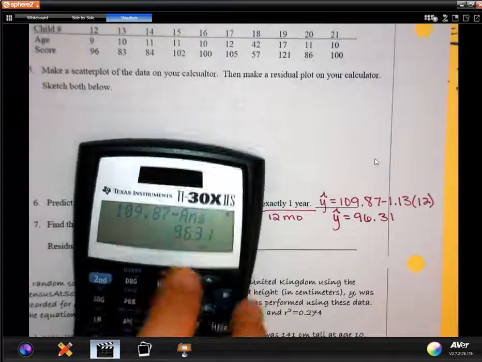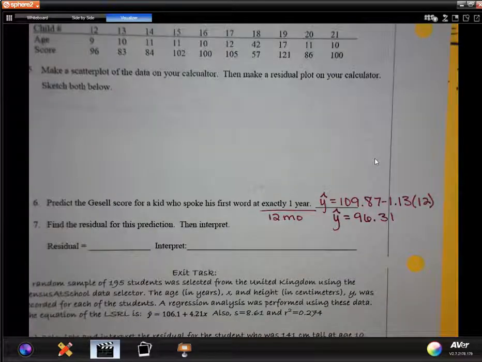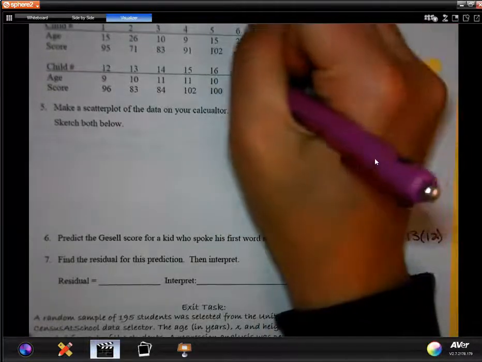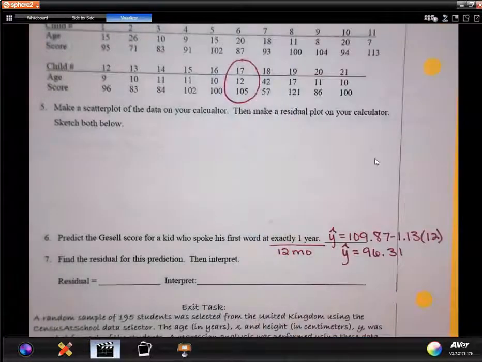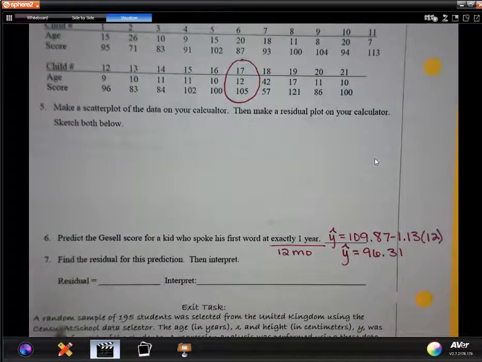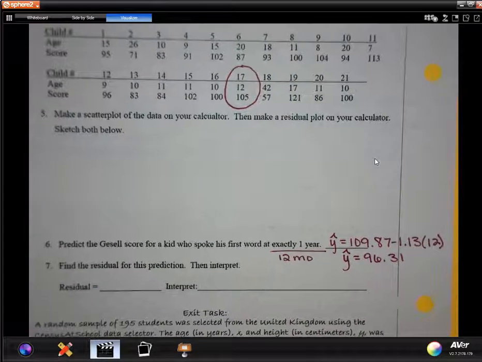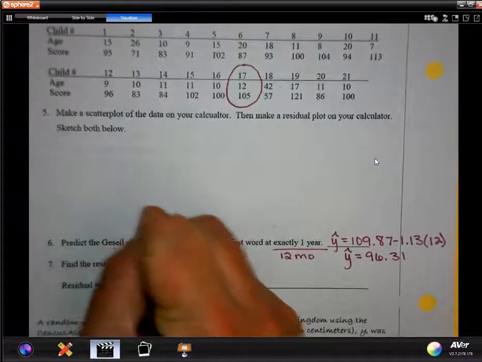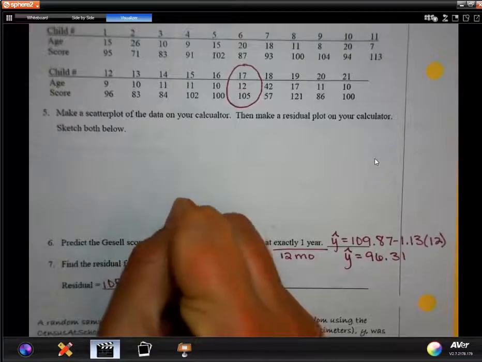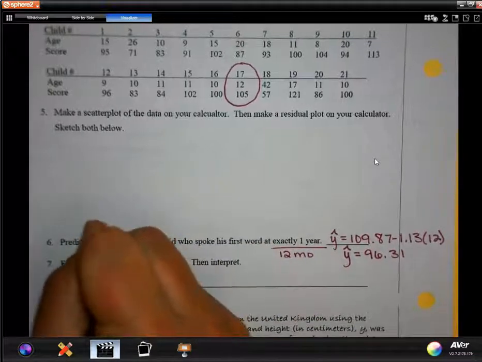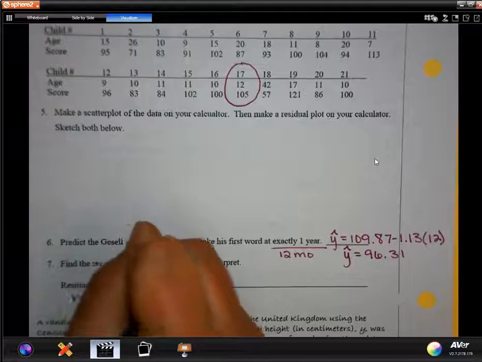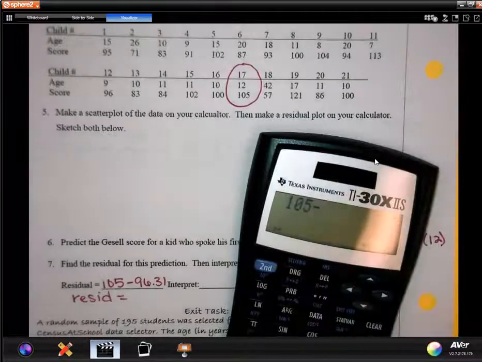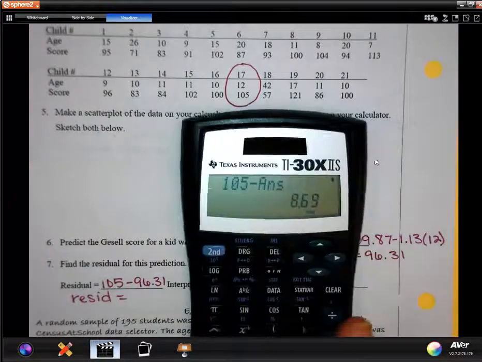Now, child 17 actually spoke their first word at exactly a year. So this one right here. And they got an aptitude score of 105. So what would our residual be? 105 minus 96.31. Actual minus predicted, which would give us 8.69.